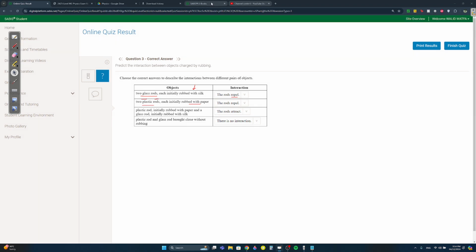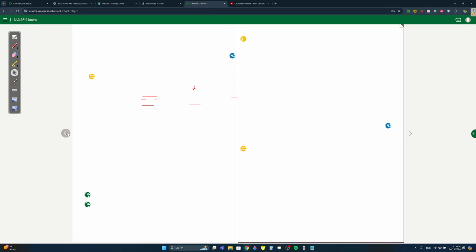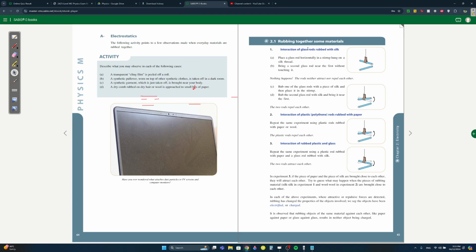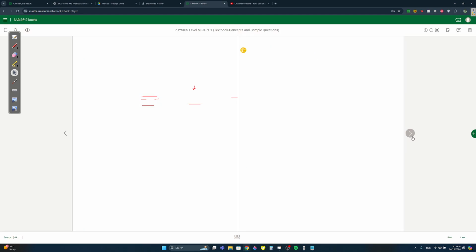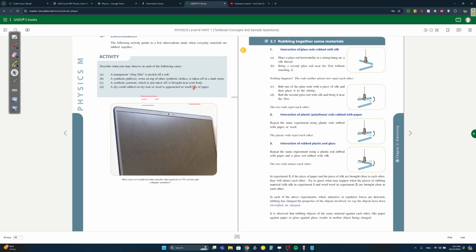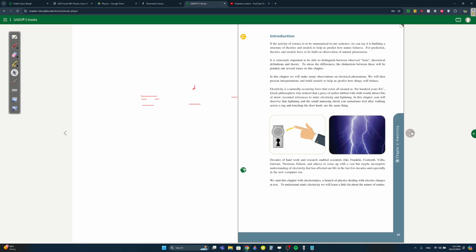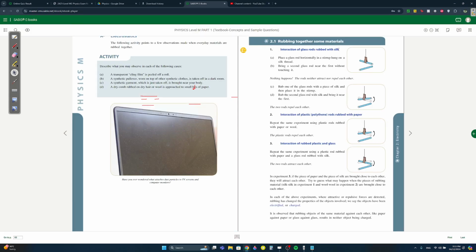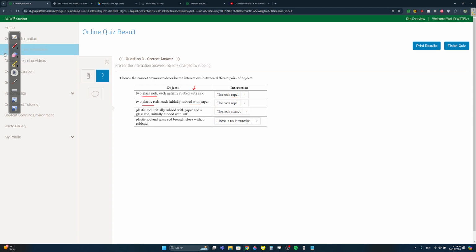And let me make sure, just so I'm not making anything up. Over here. Okay. Yes, so it's usually plastic or polythene that's rubbed with paper, or glass that's usually rubbed with silk. That's not something they usually ask, but in case they do, glass is with silk, or plastic is with paper. A plastic rod, when it's rubbed with paper, becomes negative.